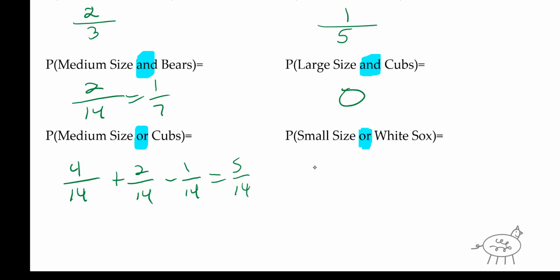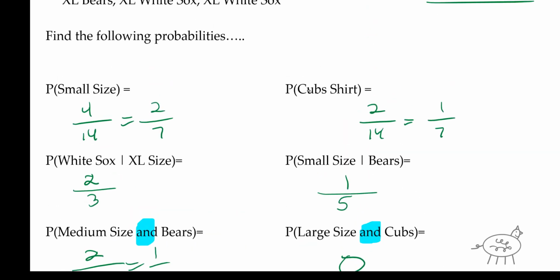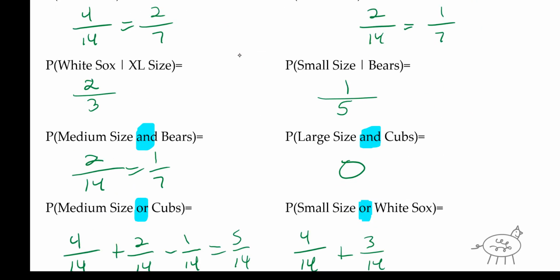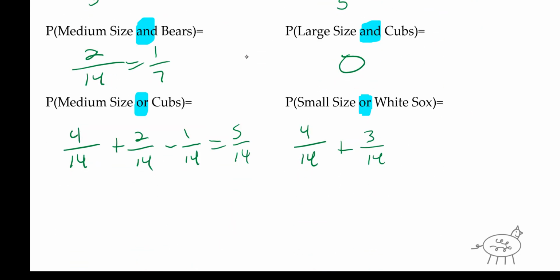Okay, a small size or White Sox. How many small sizes are there? 4 out of 14. How many White Sox shirts are there? 3 out of 14. And are there any small White Sox shirts? Small White Sox. Nope. No overlap. So that's it. No overlap. So the answer is 7 out of 14, or 1/2. Okay, moving on.